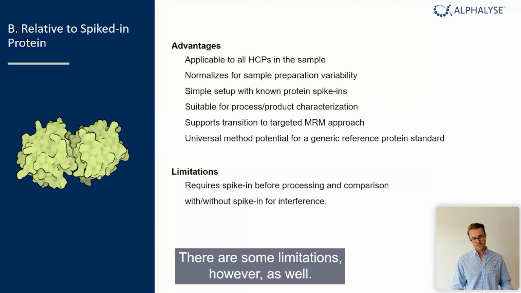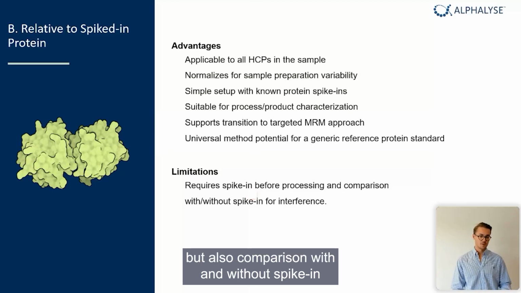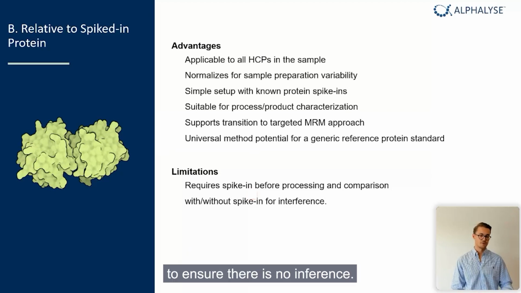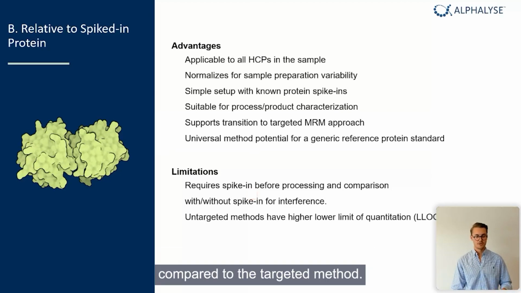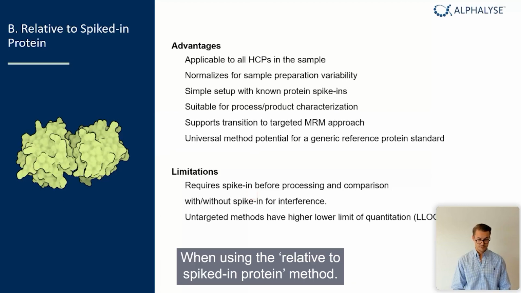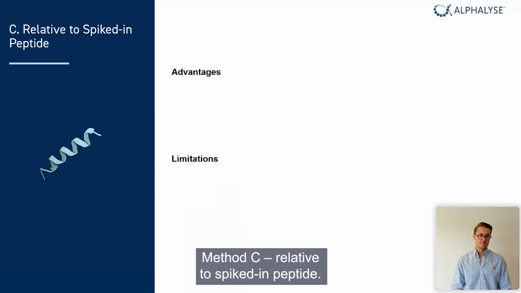There are some limitations, however, as well. It requires a spike-in process, but also comparison with and without spike-in to ensure there's no interference. The untargeted method has a slightly higher lower limit of quantitation compared to the targeted method when using the relative to spiked-in protein method. Method C, relative to spiked-in peptide.